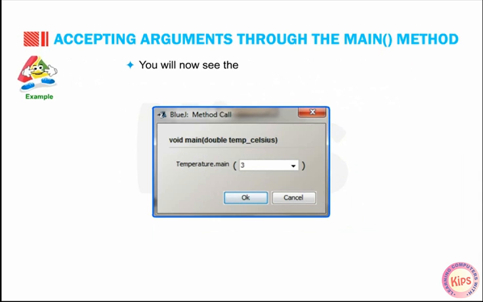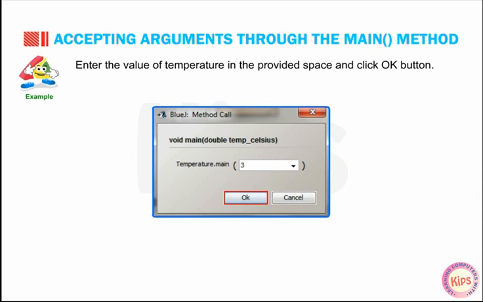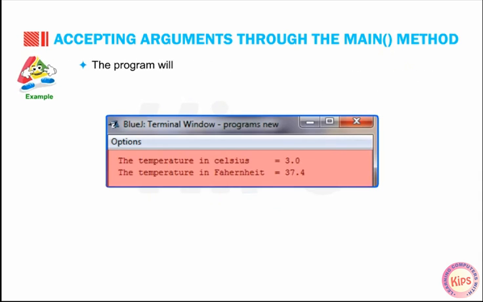You will now see the method call dialog box. Enter the value of temperature in the provided space and click the OK button. The program will execute and display the result on the terminal window.